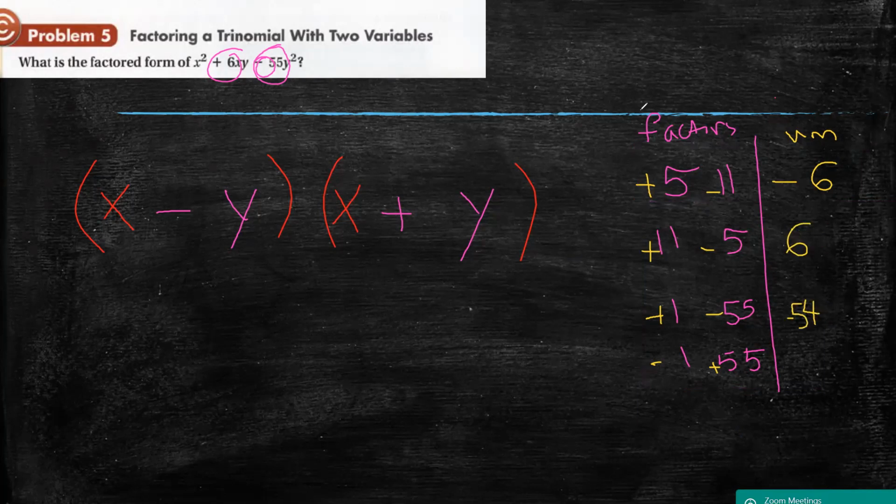And 51 minus 5, it will be 54. So these are now the summation of the factors. Now, which pair of factors gives me a summation of positive 6? Positive 11 and negative 4. Yes.